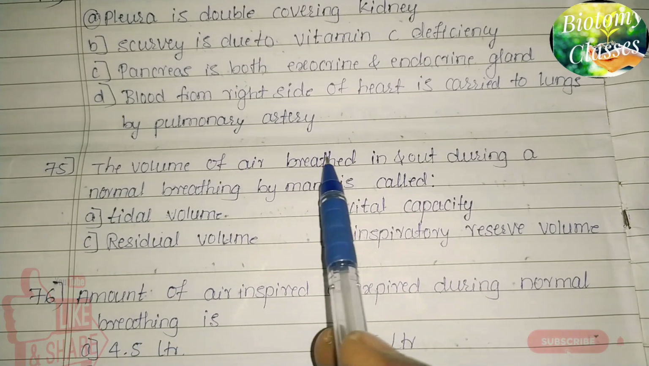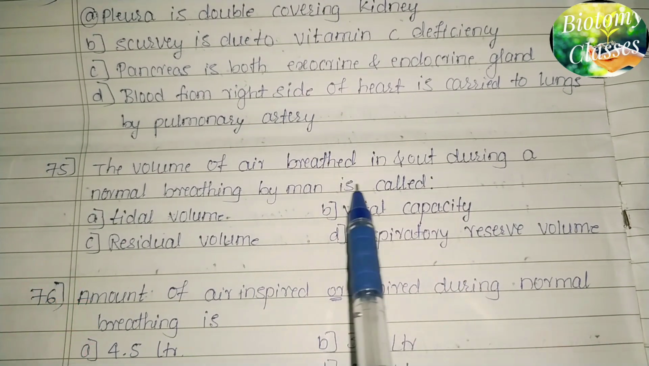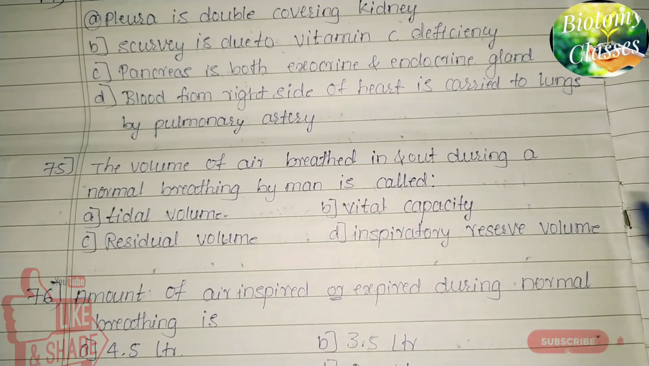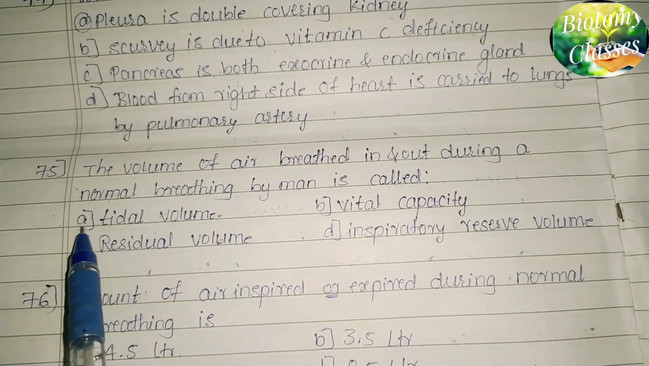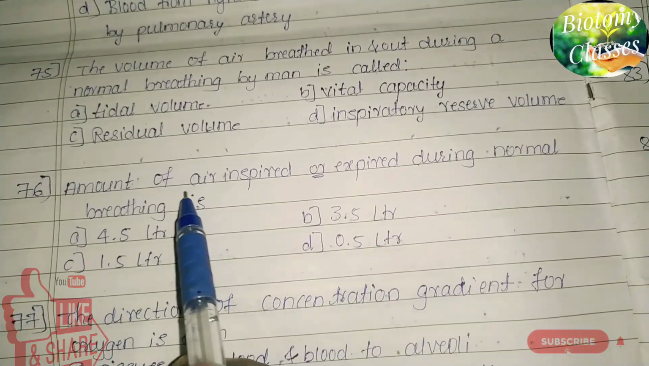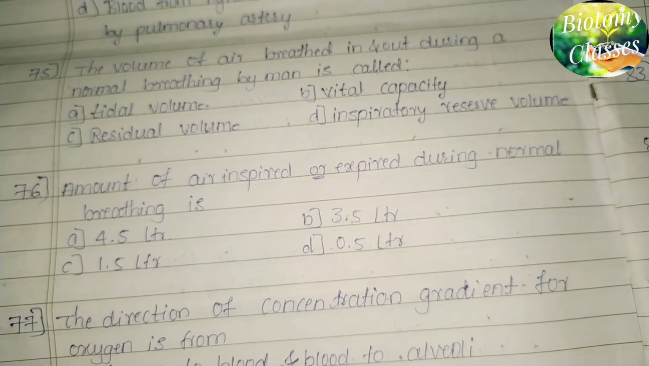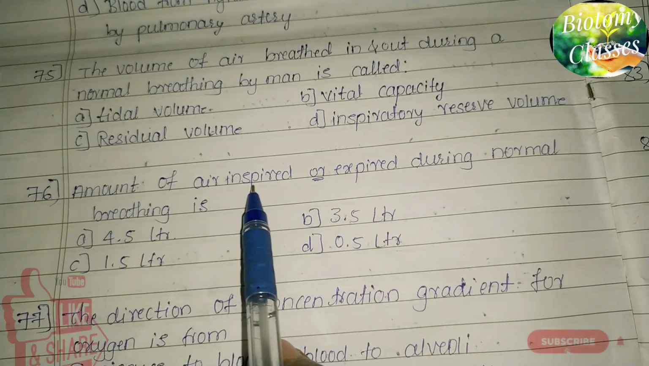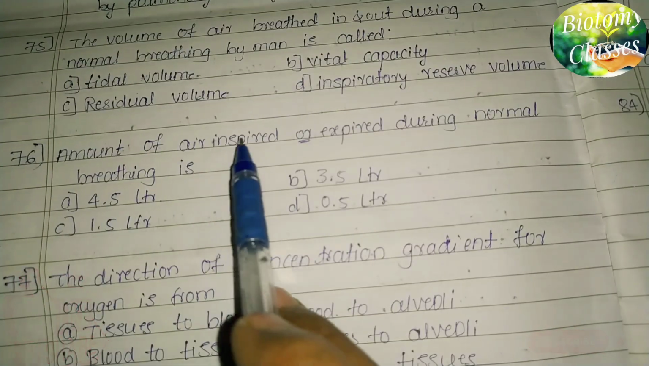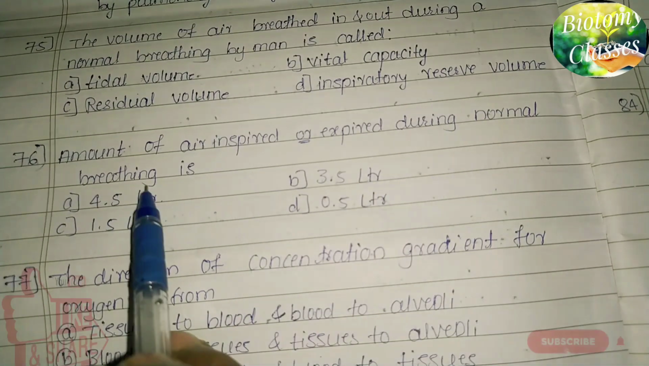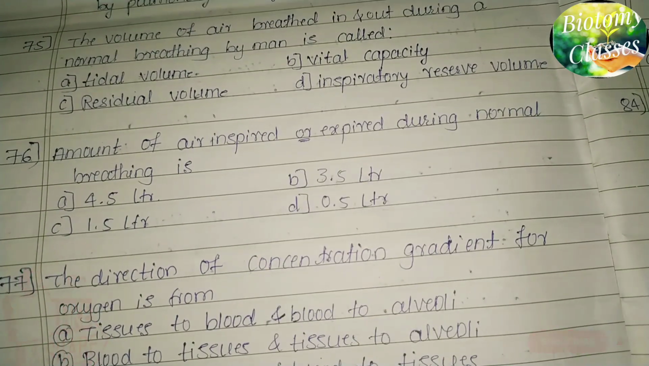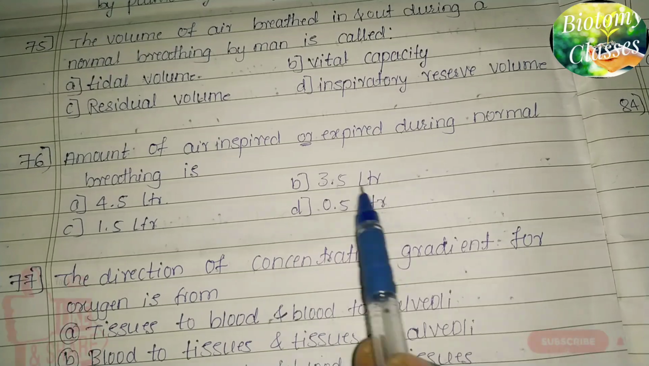75. The volume of air breathed in and out during normal breathing by man is called? A is the answer, tidal volume. So in and out of the breathing is called tidal volume. The amount of air inspired or expired during normal breathing is? They ask the amount of air which is inspired or expired during normal breathing, that is 0.5 liter. So D is the right answer.